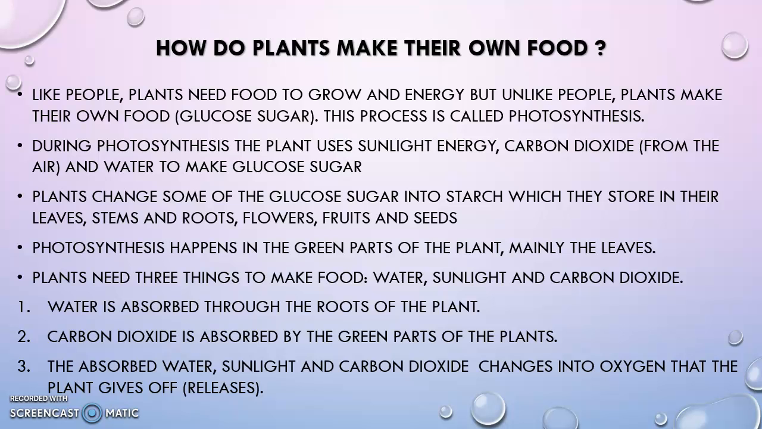Now, let's look at the steps that a plant undergoes during photosynthesis. Firstly, water is absorbed through the roots of the plant. Carbon dioxide is absorbed by the green parts of the plant. The absorbed water, sunlight, and carbon dioxide change into oxygen that the plant then gives off.